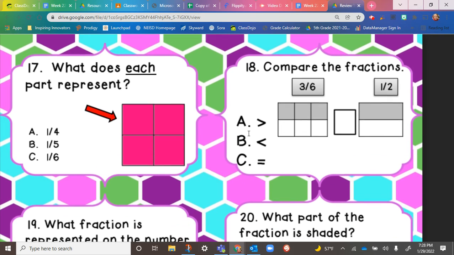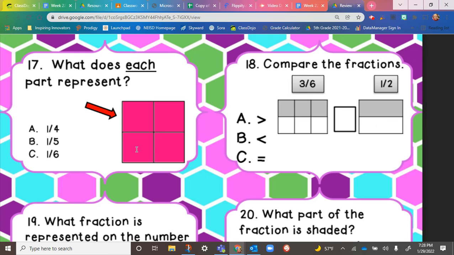What does each part represent? You have 4 boxes, so each part is 1/4, 1 part out of 4.